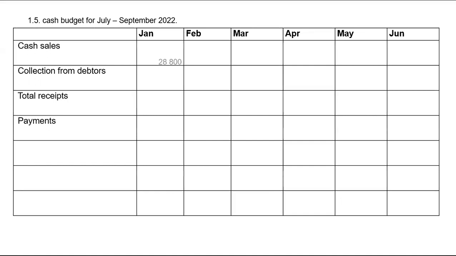For January, I'll have 28,800. For February, I'll have 28,000. For March, I'll have 30,400. April, it'll be 32,800. May, it'll be 31,200. And June will be 28,000. That's all I did. I just took my total sales and I multiplied them by 10%. That's it. All right. Let's move on.